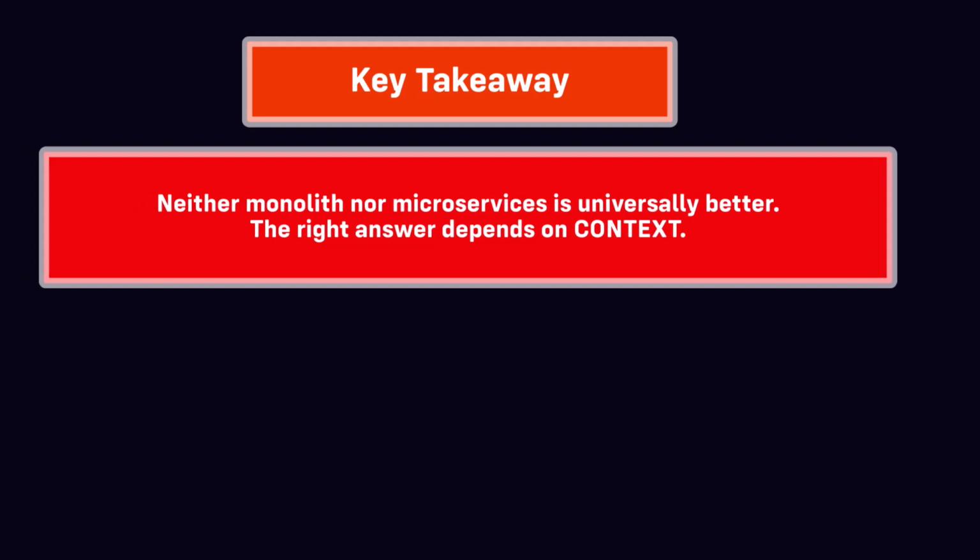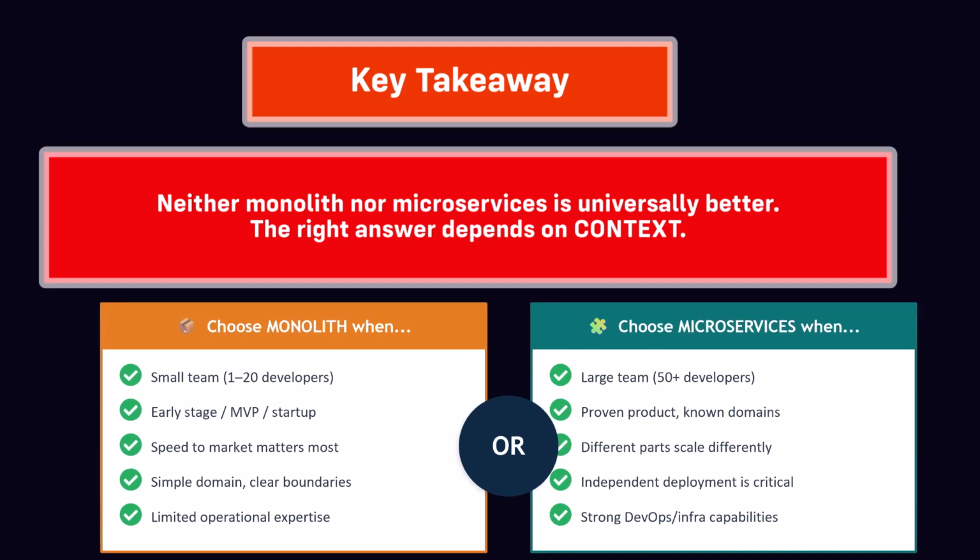So the key takeaway from this session is that neither monolith nor microservices is a universally better architecture. Monoliths are ideal for speed and simplicity. However, microservices are ideal for scale and team independence. The right answer depends on your team size, product maturity, and scaling needs. So this is a quick overview of monolith versus microservices.